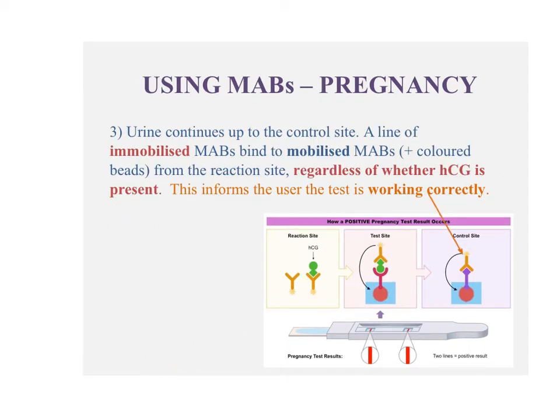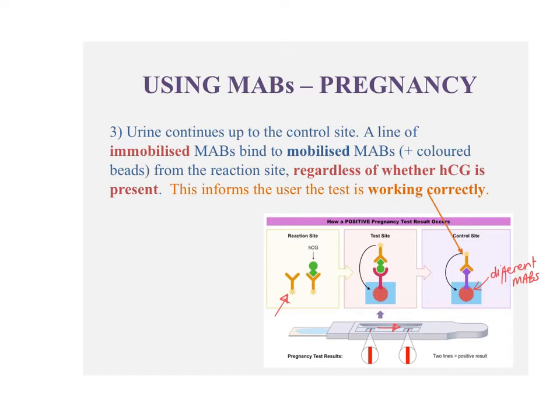Now, even if you're not pregnant, you want to know whether the test is actually working, to check that you haven't got a false positive or a false negative. The urine is going to continue down the test site. And again, we've got a selection of different immobilized monoclonal antibodies, different MABs, and these ones are specific to the initial mobilized monoclonal antibody just down here.